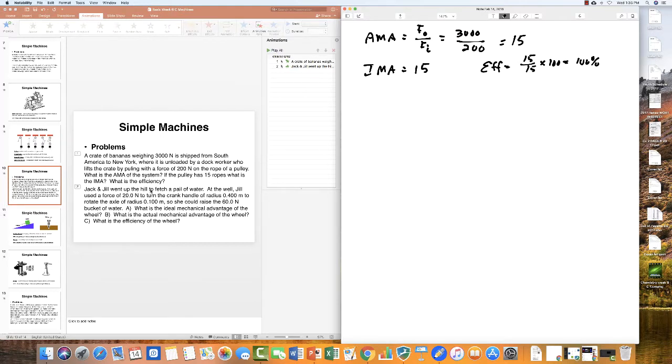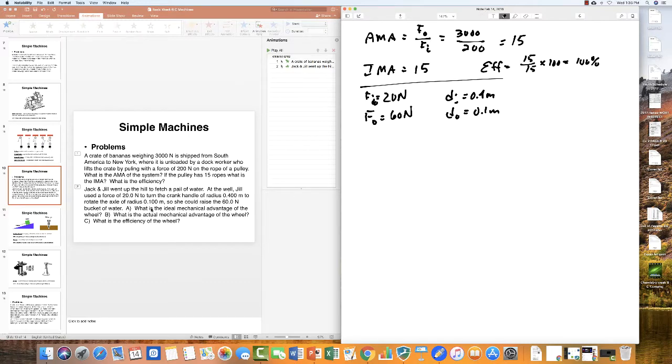Now, here we have Jack and Jill went up the hill to fetch a pail of water. At the well, Jill uses a force of 20 newtons, so the input force here is 20 newtons, in order to crank a crank handle whose radius is 0.4 meters. So the distance for the input is 0.4 meters. And it rotates an axle, so the distance output is 0.1 meters. So she could raise the 60 newton bucket of water, so the output is 60 newtons.